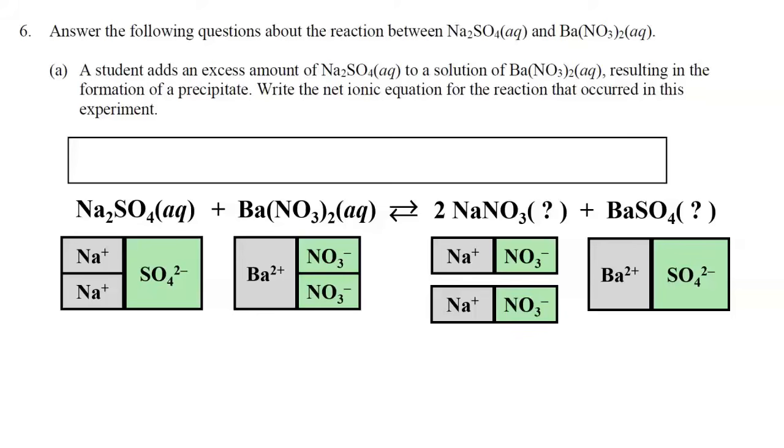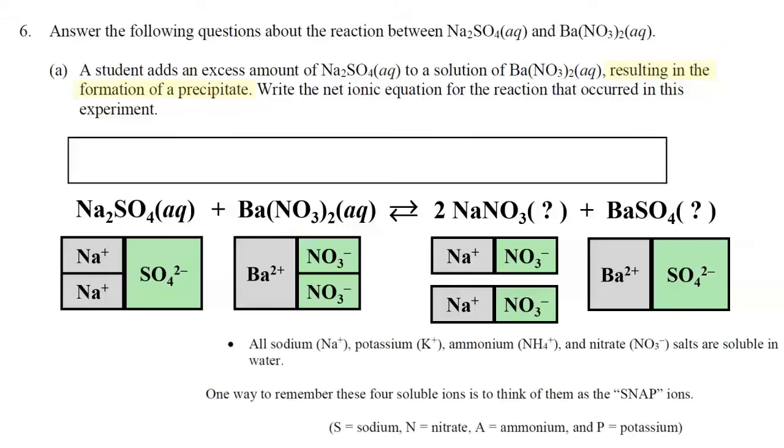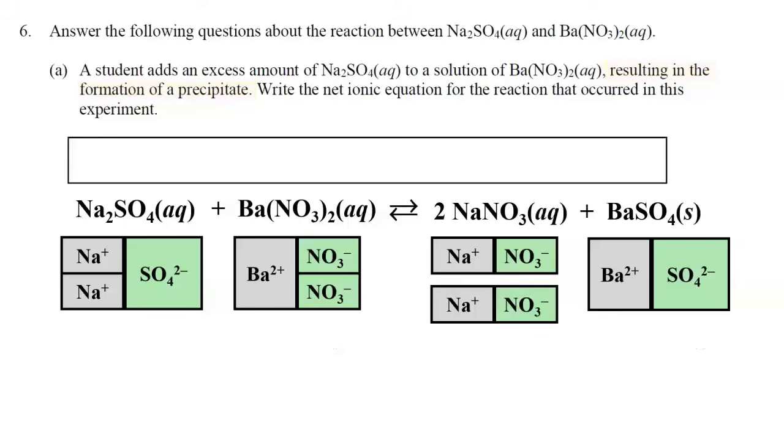We know there's a precipitate, and we know that one of the compounds is insoluble and the other compound is soluble. You may remember from Unit 4, talking about net ionic equations, that you have the so-called SNAP ions, so sodium, nitrate, ammonium, and potassium. Those 4 ions are soluble. So if sodium and nitrate are SNAP ions, those are soluble, then sodium nitrate gets the aq, and barium sulfate must be the precipitate. So I put s for solid.